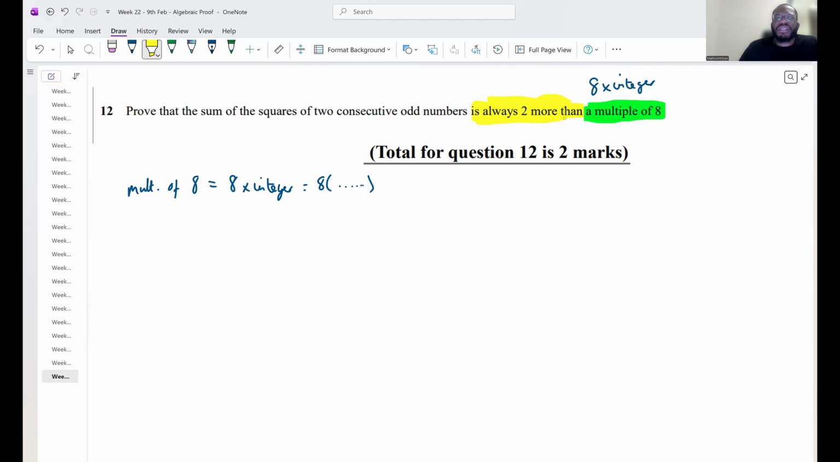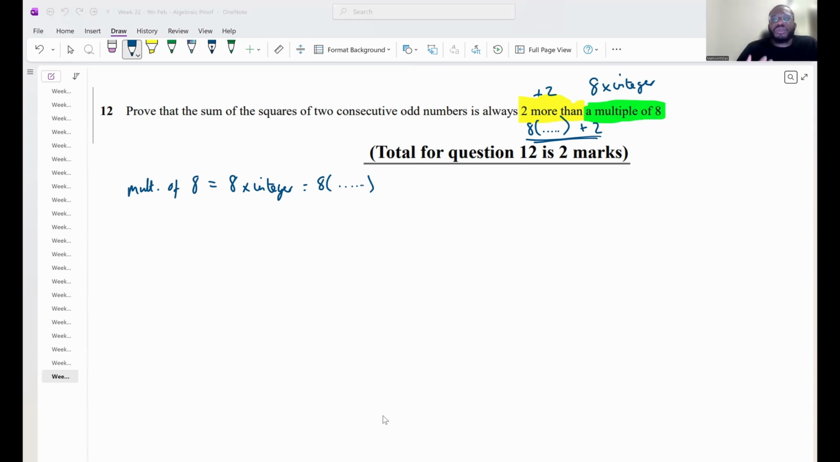How do we express something that's two more than? Well, if you're two more than a number, then you're adding two onto it. So what we can say is that two more than the multiple of eight is equal to eight times something plus two. Do you guys agree? Does that make sense?